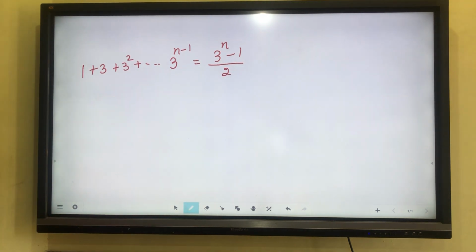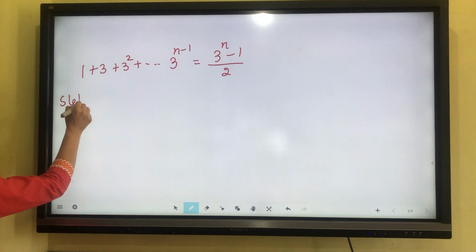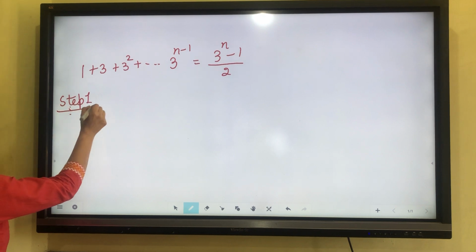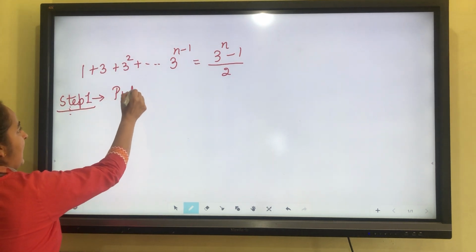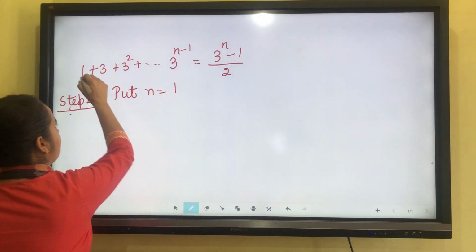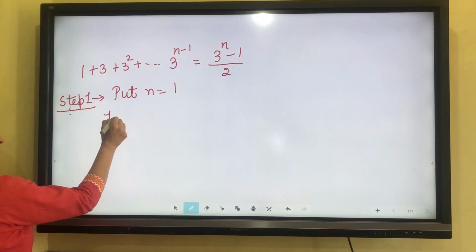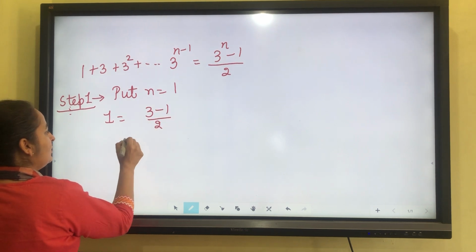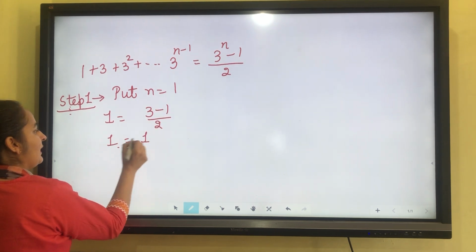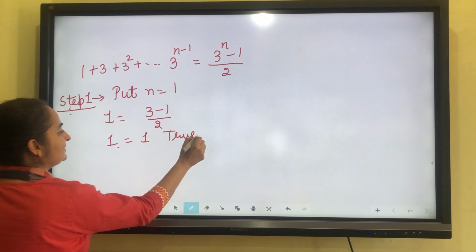Now, check the first step, what is the first step? Step 1. I am not explaining, I am just writing how to solve. Put n is equal to 1. Consider only the first number, and on the right hand side 3 minus 1 upon 2, which is equal to 1. 1 is equal to 1, the result is true.